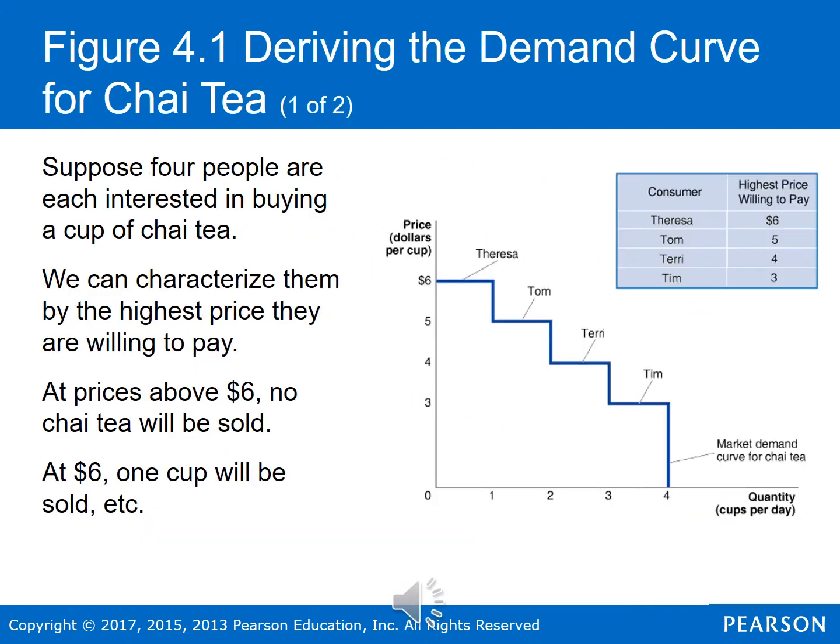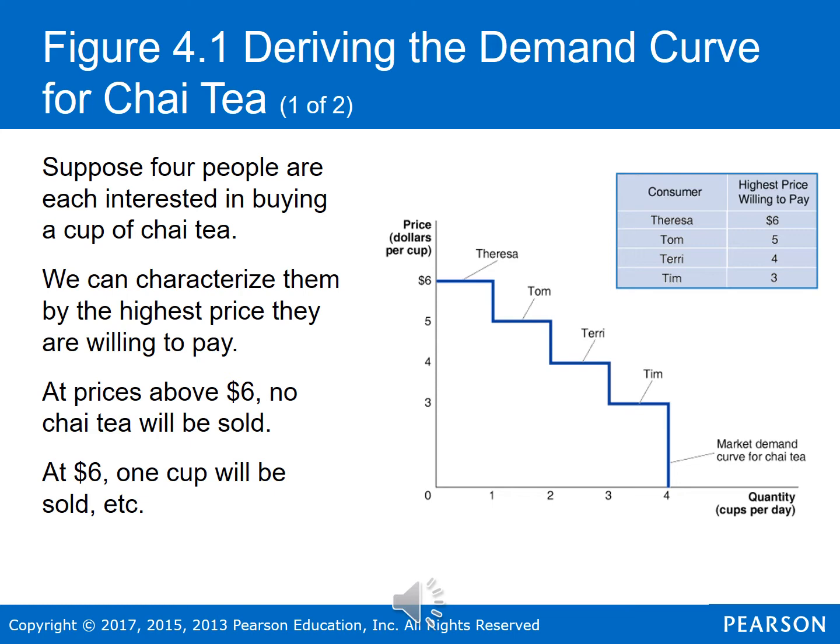First, we'll use an example to explore consumer surplus. Consumer surplus is determined by the demand curve, so we'll build a simple demand curve for a very small market. In this case, we have 4 people that are interested in buying a cup of Kai tea. We can characterize them by the highest price that they're willing to pay. So in this example, Teresa is willing to pay $6 for a cup of tea. Tom is willing to spend $5 for a cup of tea. Terry $4, and Tim $3.